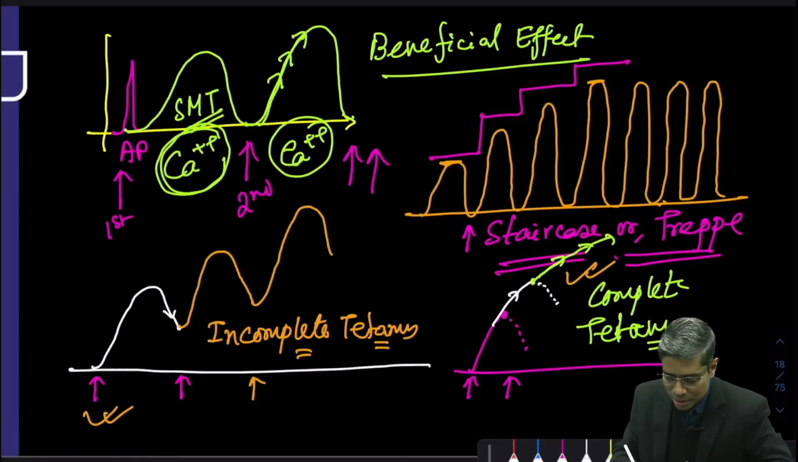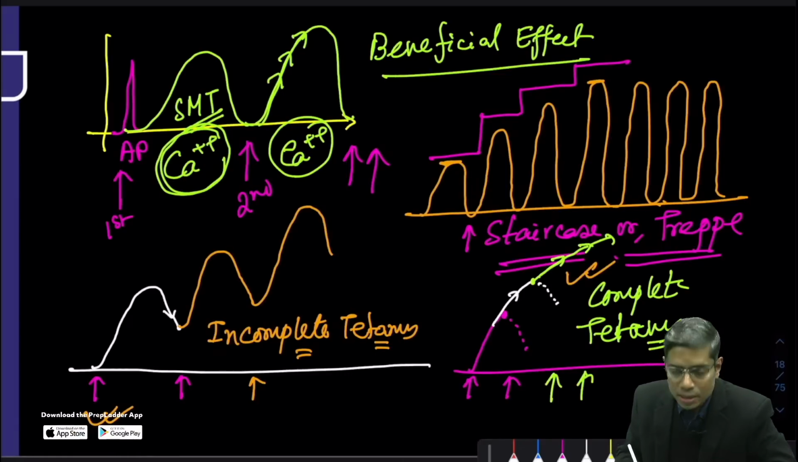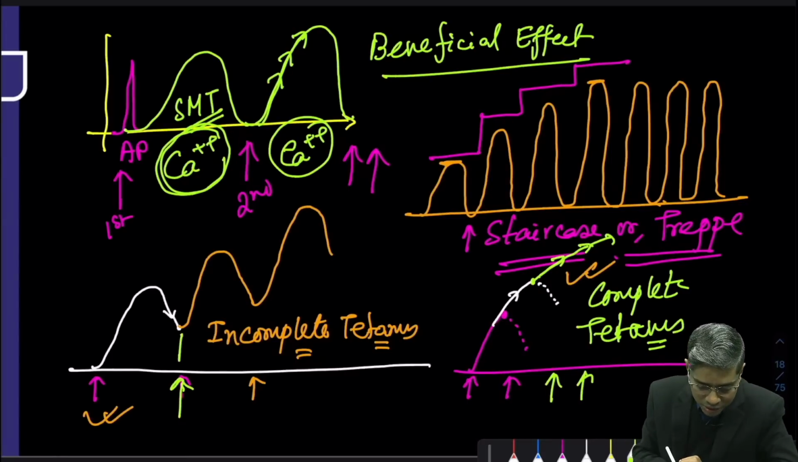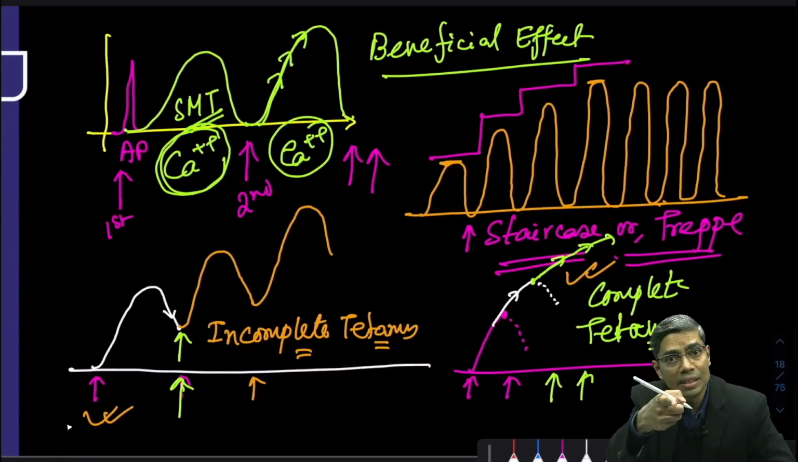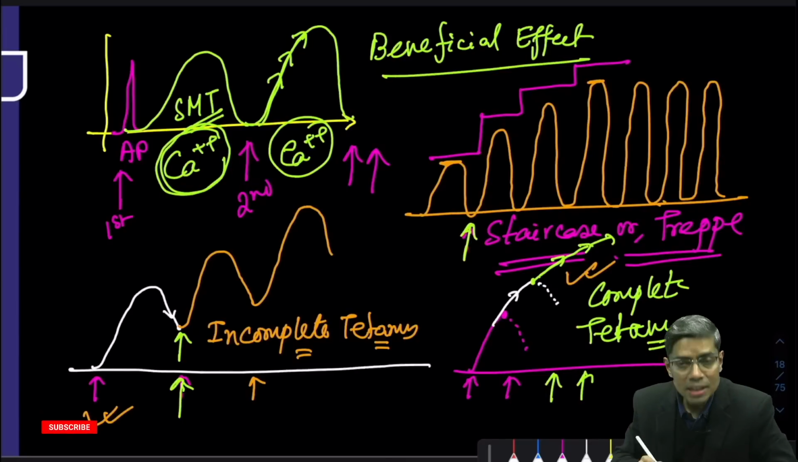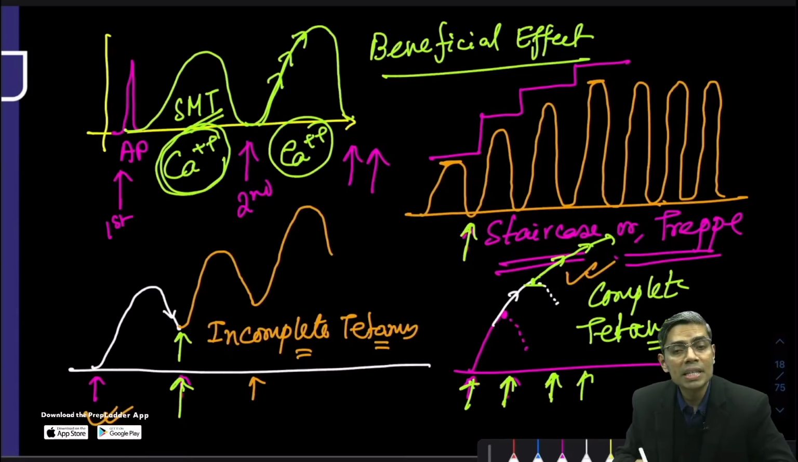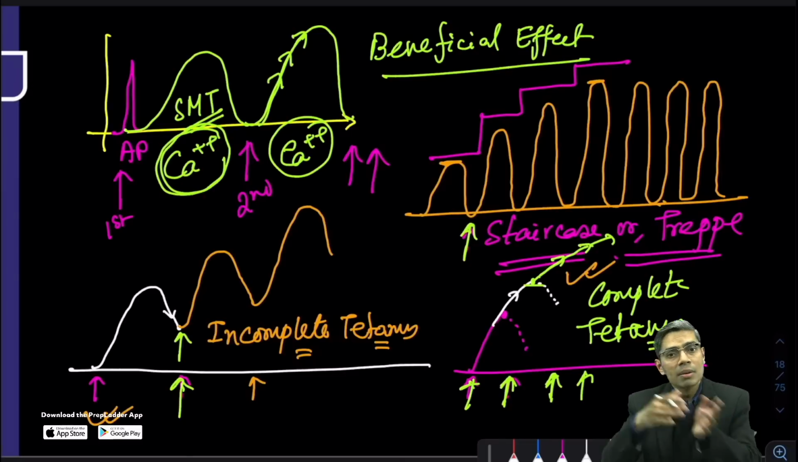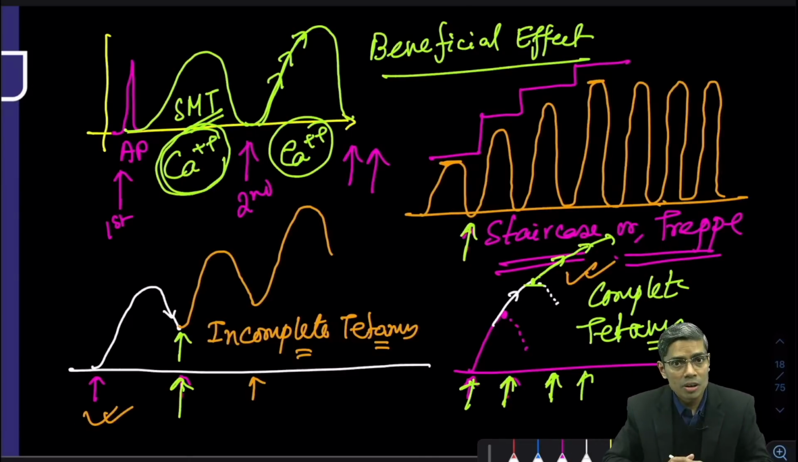Why high frequency stimulus? Because you have to give multiple stimuli, and all these stimuli should fall in the period of contraction. Getting my point? Here, incomplete tetanus means the stimulus is falling in the period of relaxation. In Treppe also the stimulus is falling after relaxation, but in complete tetanus each stimulus is falling in the period of contraction, meaning I have given the second stimulus within the period of the first contraction, the third stimulus within the period of the second contraction, the fourth stimulus within the period of the third contraction, right.